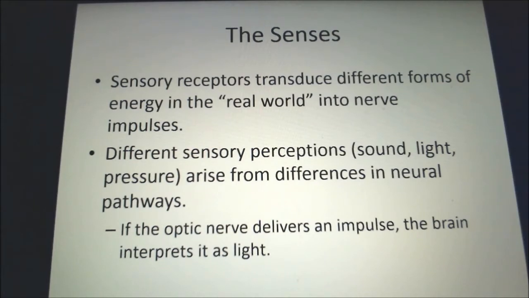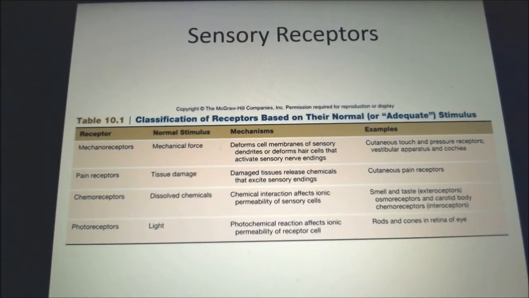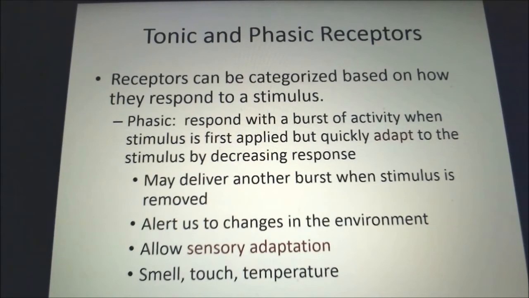Okay, sensory receptors transduce energy or sensations into nerve impulses, and they go up into the central nervous system. You have mechanical, pain, chemo, and photoreceptors. Tonic and phasic, know the difference. Tonic is a receptor that does not stop firing as long as there's a stimulus. Phasic may adapt and stop firing, even though the stimulus might continue to be there. Phasic might be the clothes on your back or a smell that you get used to. Tonic might be pain, injury that you really don't want adapting.